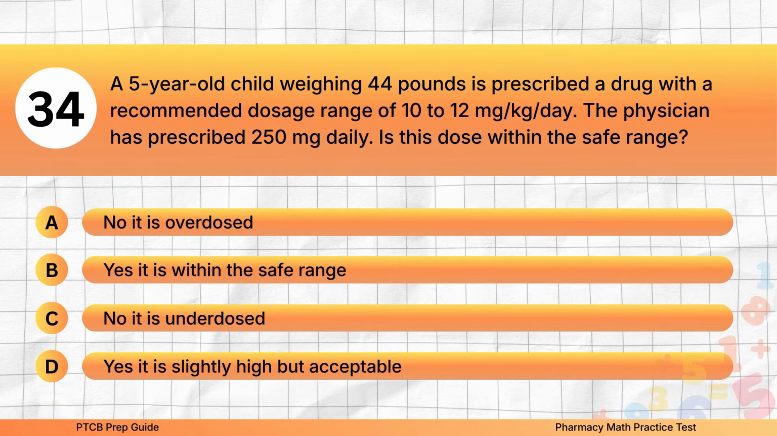This next question focuses on pediatric safety limits. A 5-year-old child weighing 44 pounds is prescribed a drug with a recommended dosage range of 10 to 12 milligrams per kilogram per day. The physician has prescribed 250 milligrams daily. Is this dose within the safe range? A. No, it is overdosed. B. Yes, it is within the safe range. C. No, it is underdosed. Or D. Yes, it is slightly high but acceptable. Pause here and calculate the safe range to see if the prescription fits.